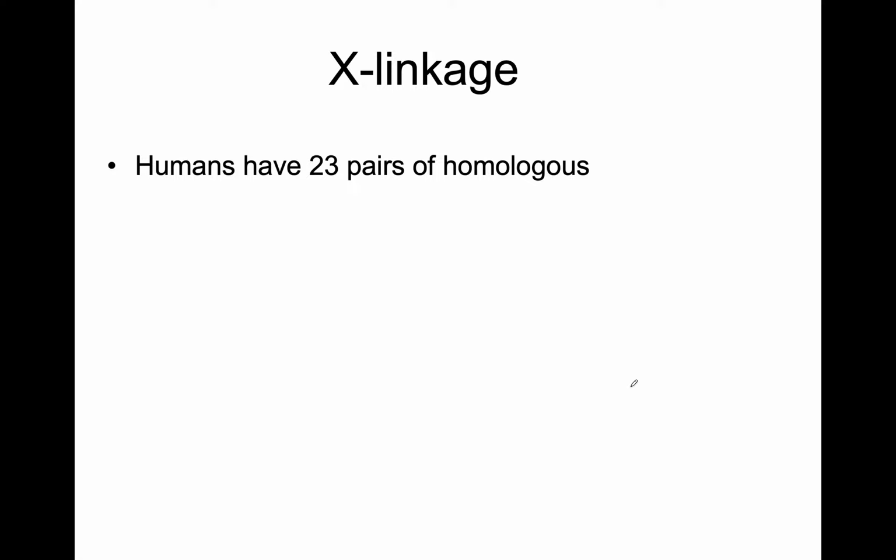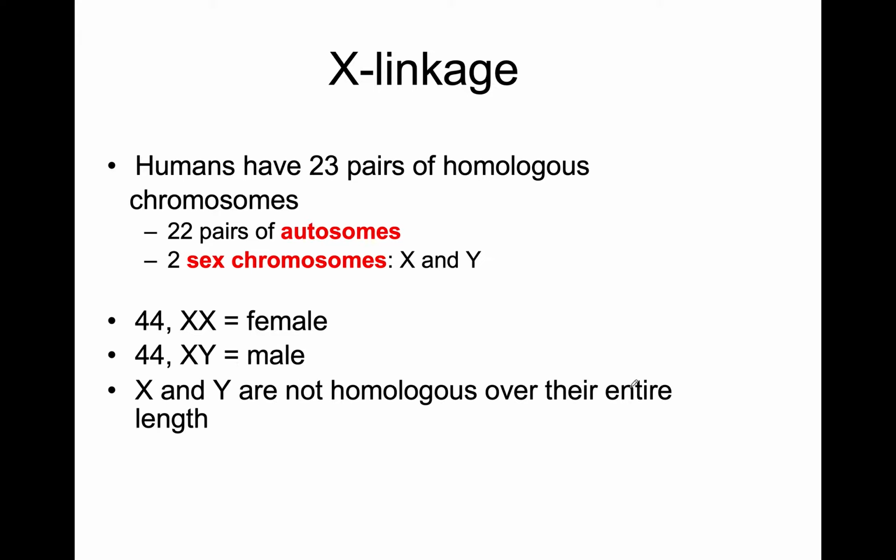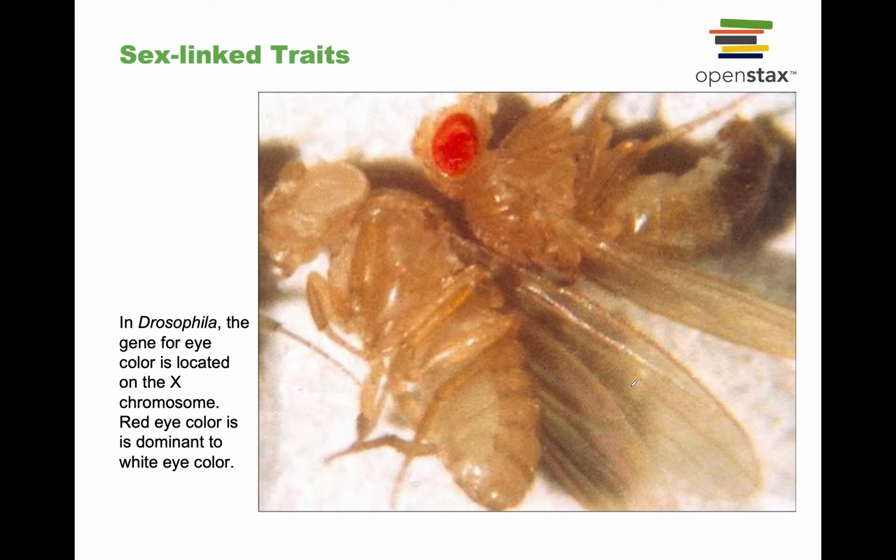So just as a review, humans have 23 pairs of homologous chromosomes. 22 pairs of them are what we call autosomes, and 2 sex chromosomes, either X or Y. XX is female, XY is male. X and Y, as you have noticed in those images, are not exactly the same size, so they're not homologous over their entire length, but there's enough homology between X and Y that allows them to line up together on the metaphase plate.